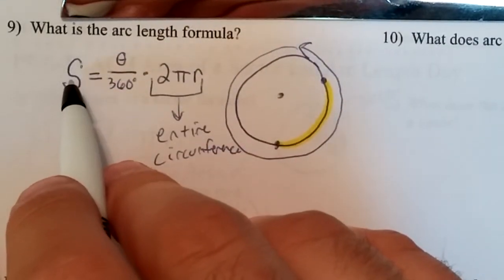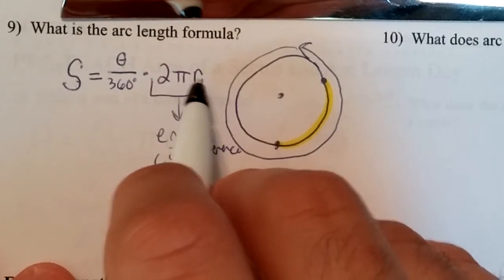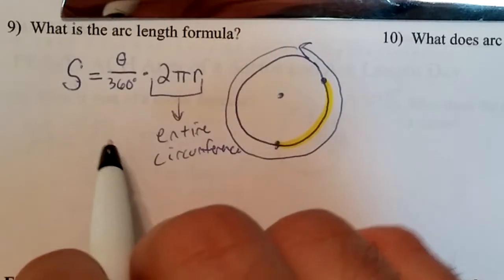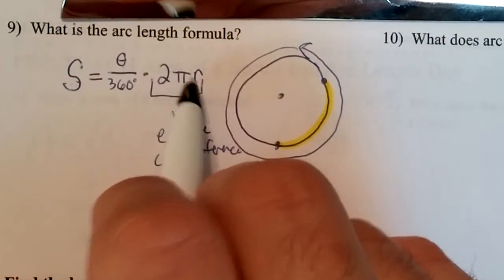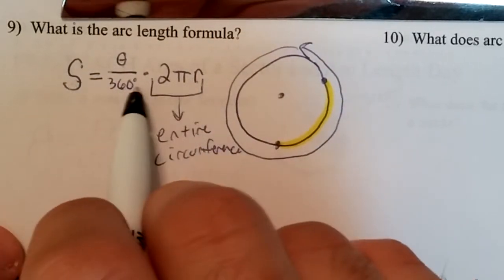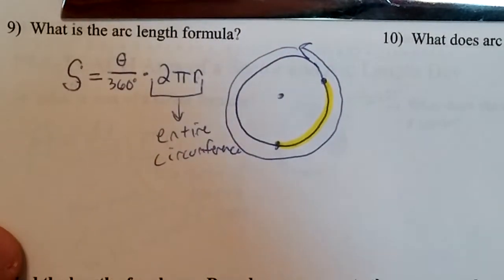So we have 3 variables here: arc length, S, theta, central angle, and R, radius. So I can give you 2 of the 3 variables and ask you to solve for the third. If I ask for arc length, you need to have central angle and radius. If I ask for theta, you'll need arc length and radius. And finally, if I ask for radius, you'll need arc length and theta. Let's look at a couple examples.